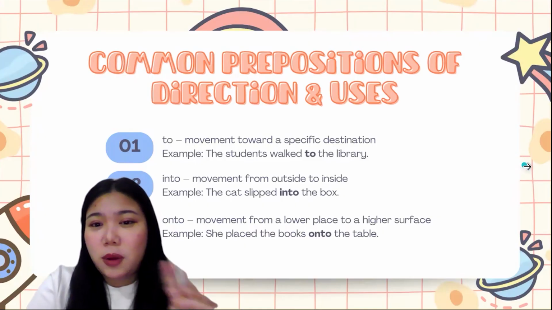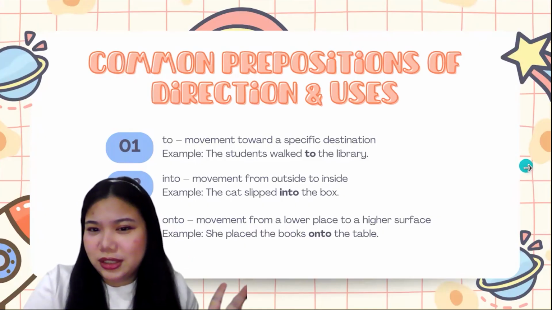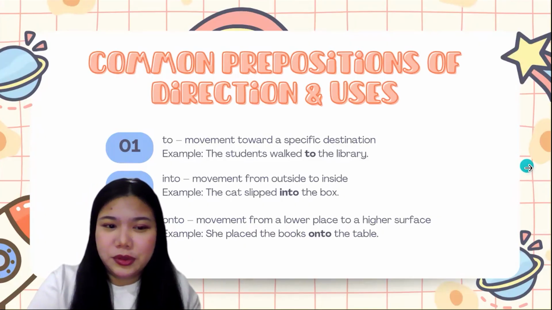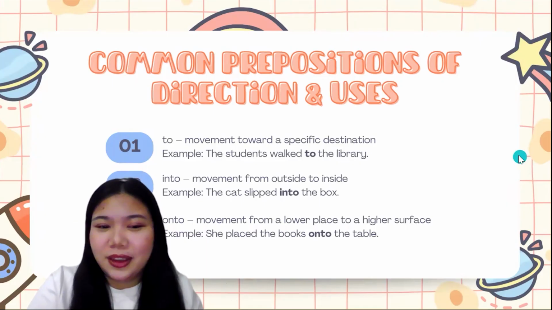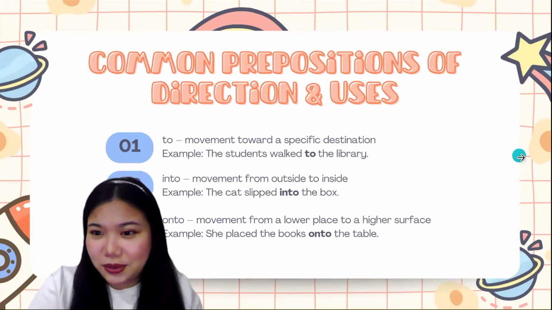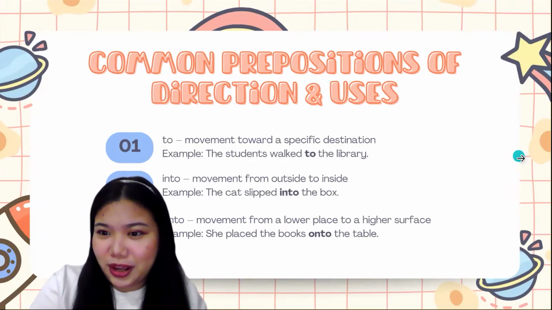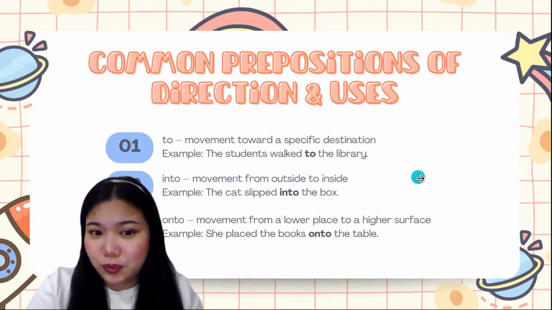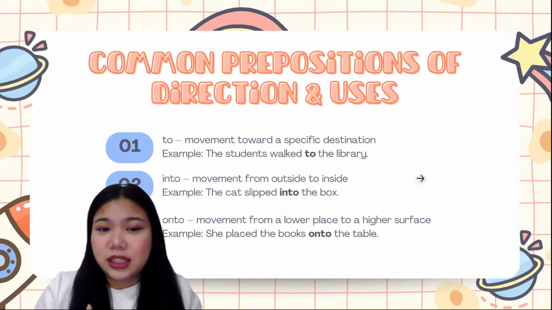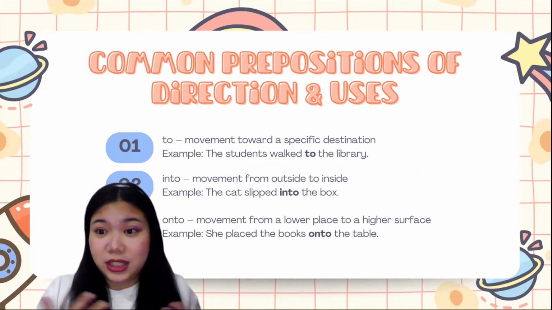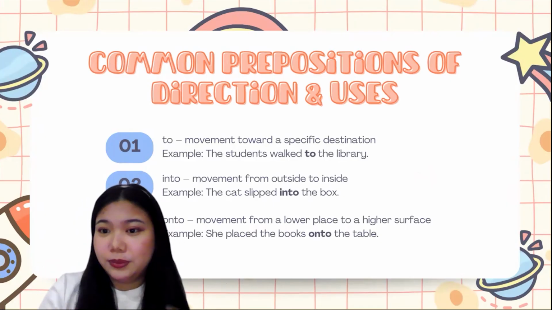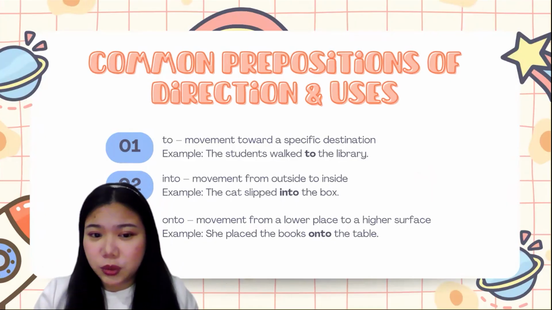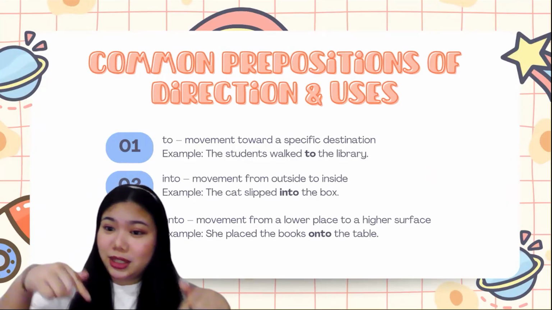So these are the common prepositions of direction and their uses. For starters, we have seven of them, or perhaps more, but I'm going to tell you about six or seven for now. The first one is to. To is movement towards a specific destination. For example, the students walk to the library.